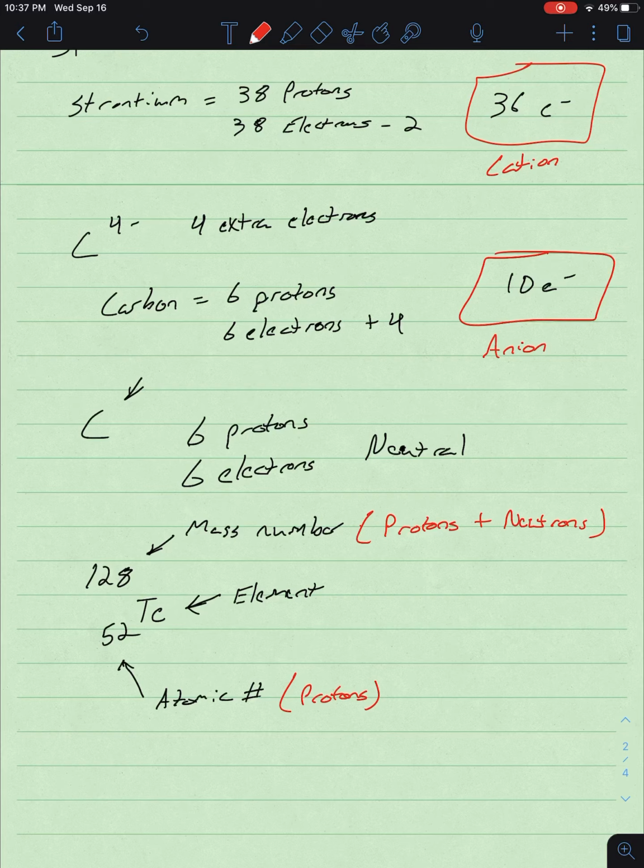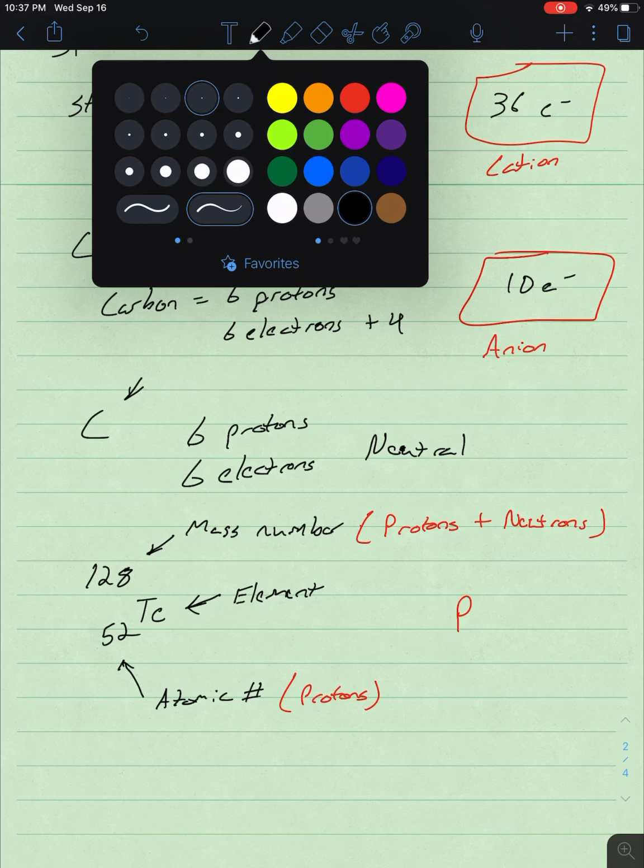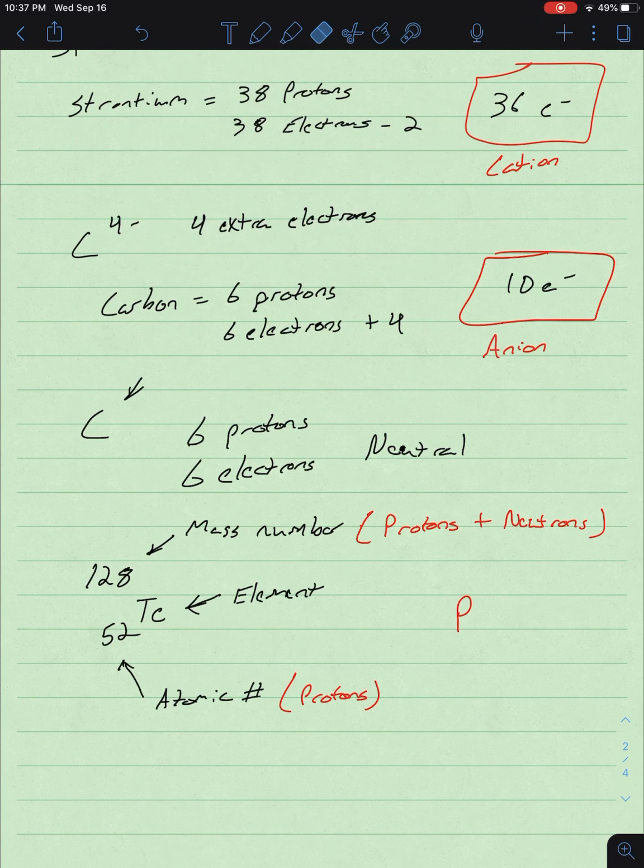So if I wanted to determine the PEN number of this, we're going to do our PEN number. Protons is easy. It's simply our atomic number that's on the bottom left, so that would be just simply 52. There is no charge on this tellurium, so it is considered neutral. If it is neutral, your electrons are exactly the same as your protons.